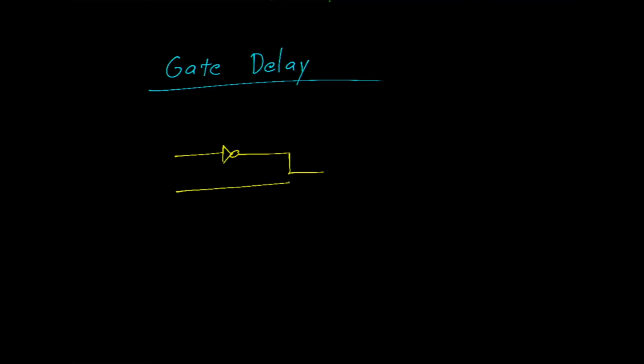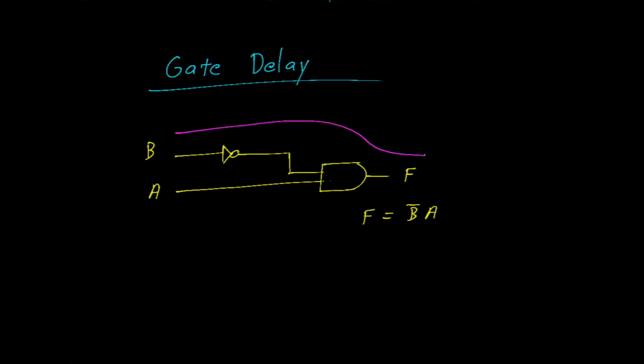Speaking of time, let's talk about gate delay. Consider this circuit. There's an inverter as well as an AND gate. Input B and A. Therefore, our F is equal to B NOT A. One of the things we need to consider is this critical path right here. How long does it take an input on B to be seen as an output on F?